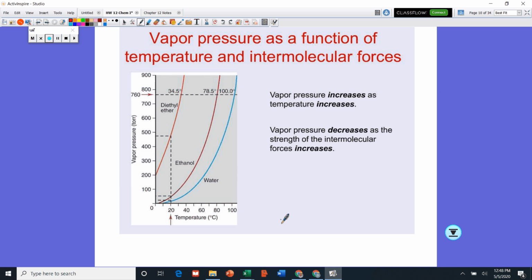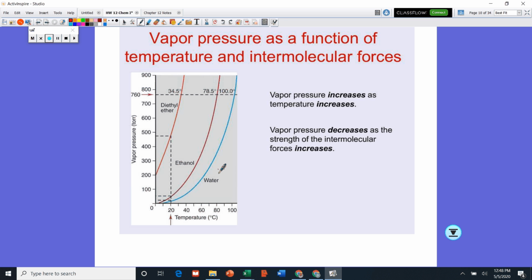All right. So let's look at this diagram. Vapor pressure increases as temperature increases. We already stated this. Vapor pressure decreases as the strength of intermolecular forces increases. So we have these molecules here: ethanol, water, and diethyl ether.